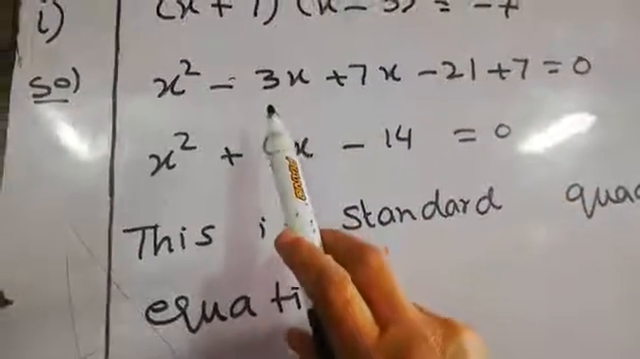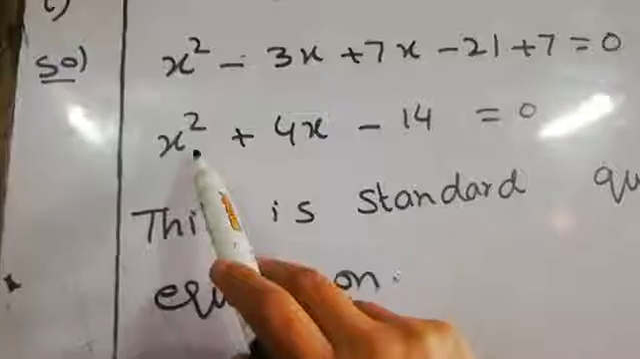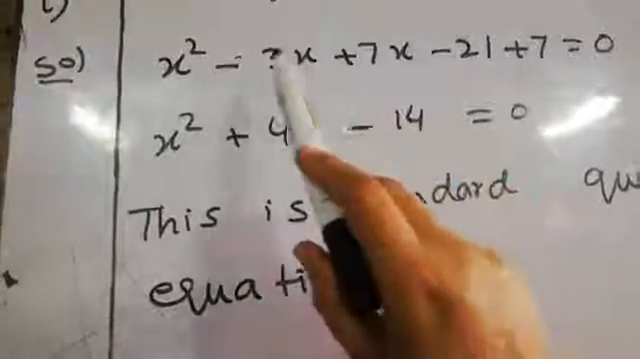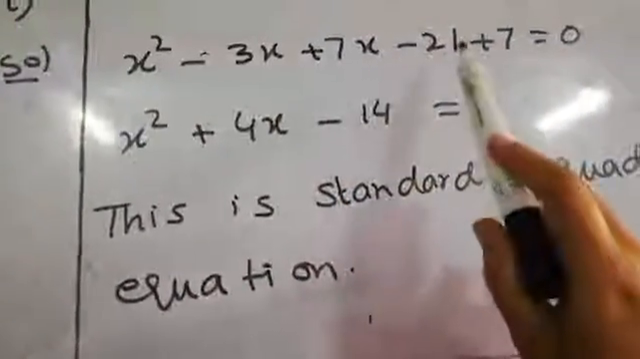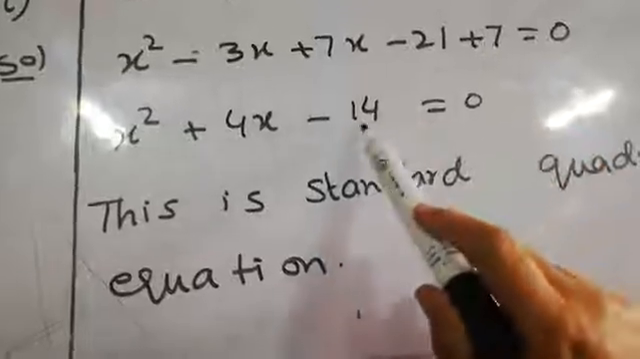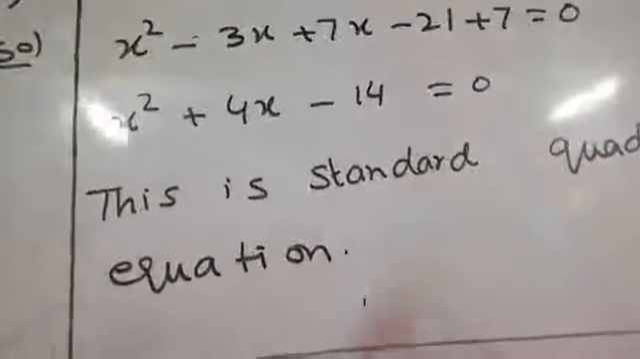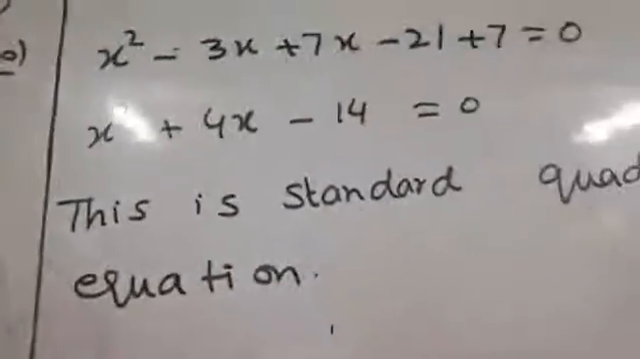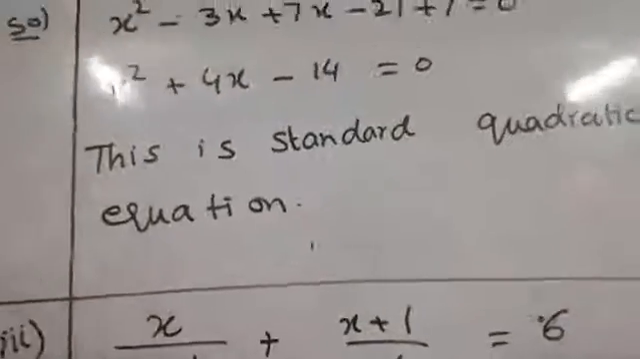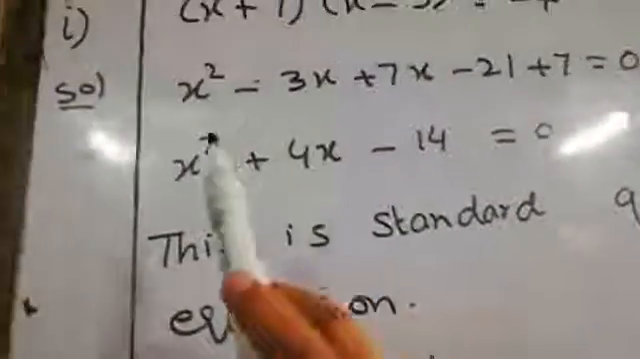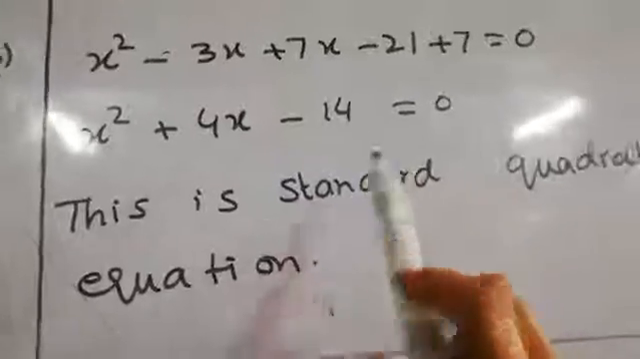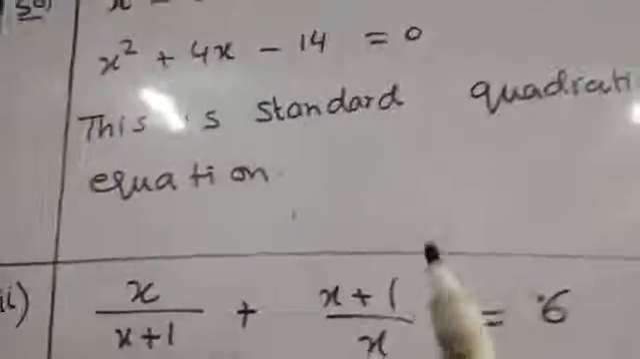Now we will combine the like terms. x square will be written as it is: 7x minus 3x equals 4x, minus 21 plus 7 equals minus 14. So this is the standard form of a quadratic equation, because in this equation the values of a, b and c are given. So this is the standard quadratic form.